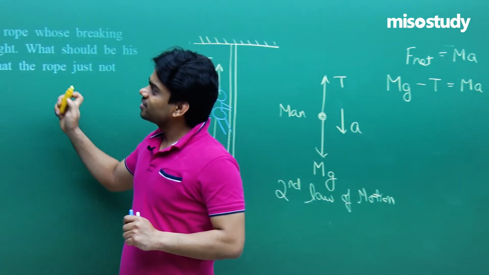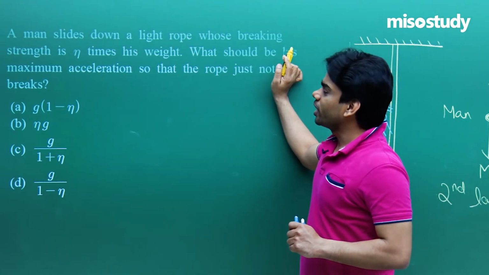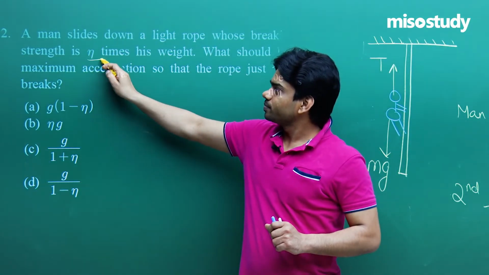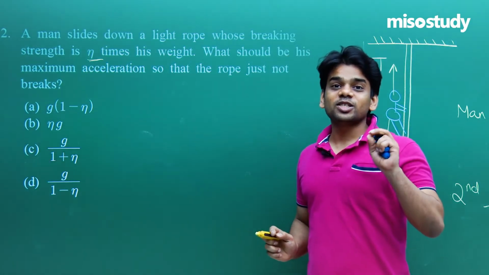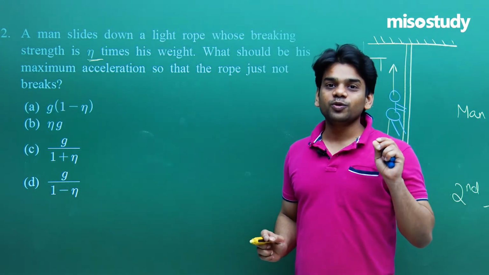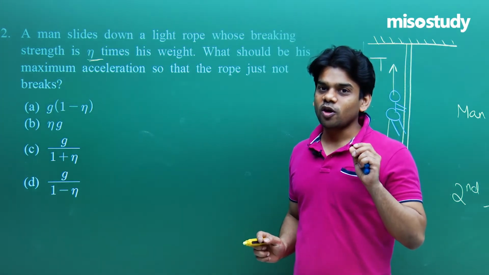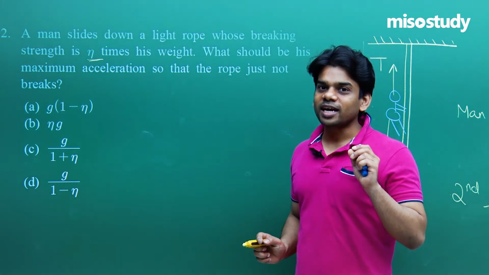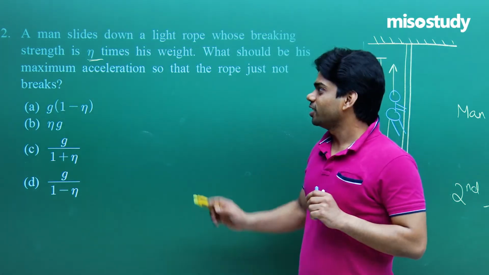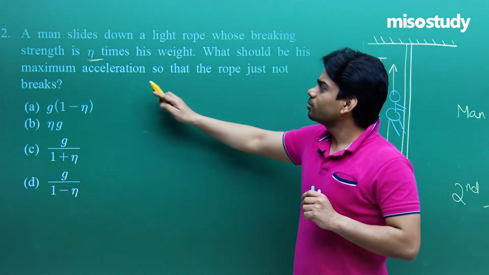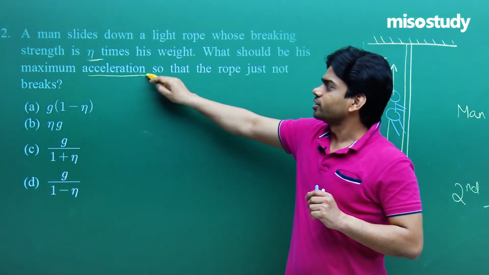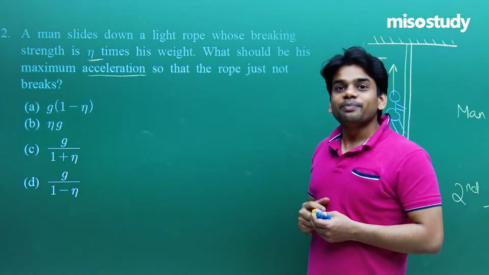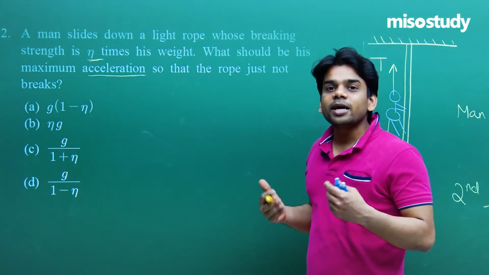You see here, a man slides down a light rope, whose breaking strength is eta times his weight. That means the maximum case we need to think about. We need to apply the case of maximum tension that could be generated in the rope. What should be his maximum acceleration? We need to find out the acceleration. Now see, the maximum tension in the rope will be eta times his weight.